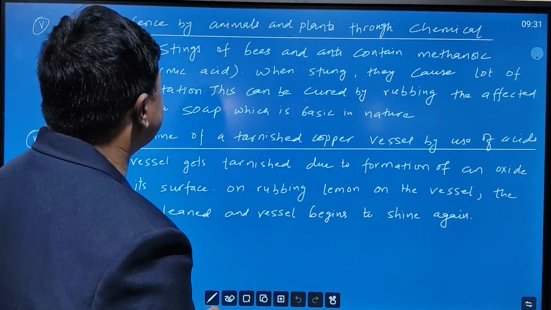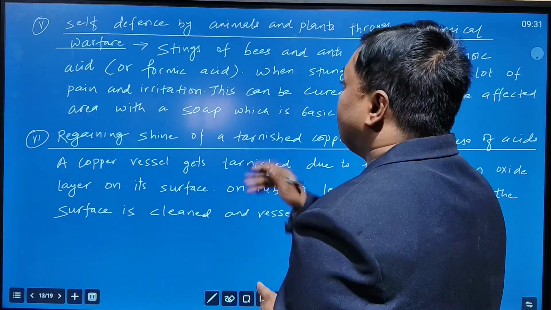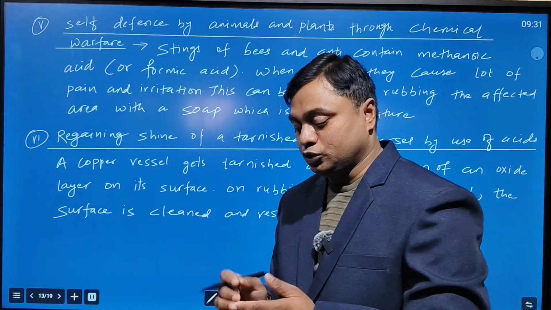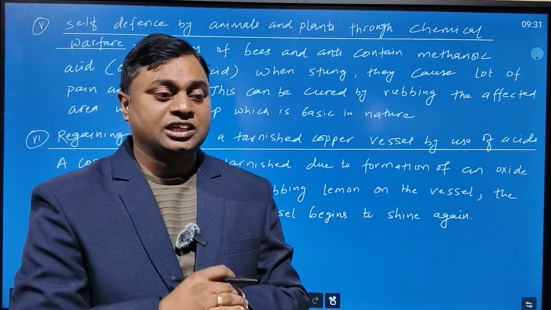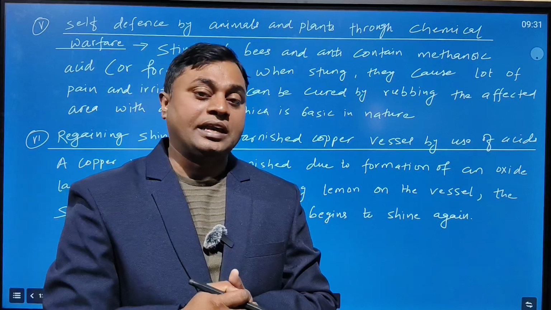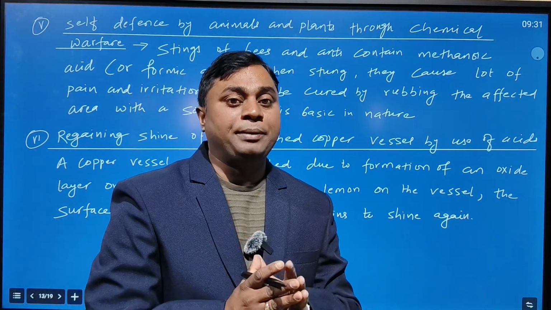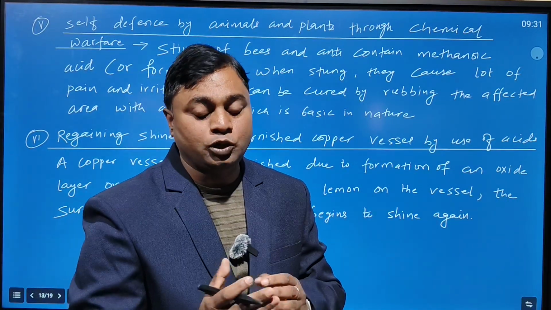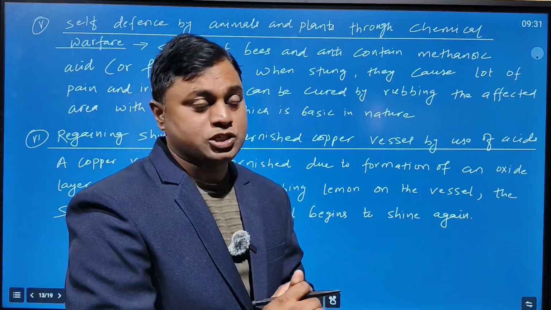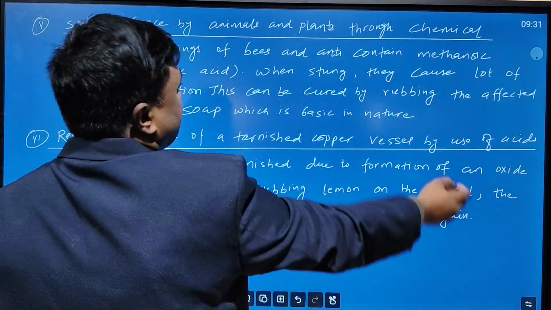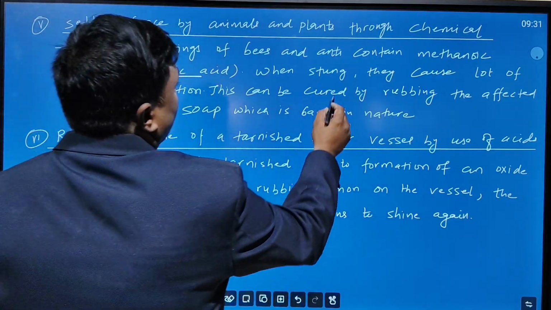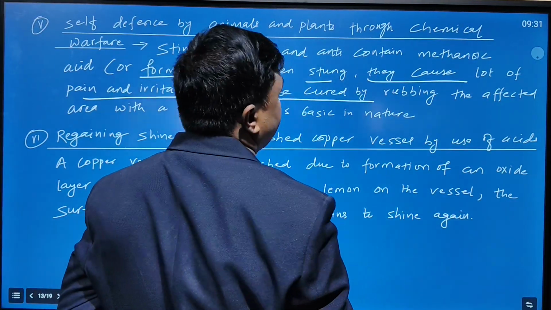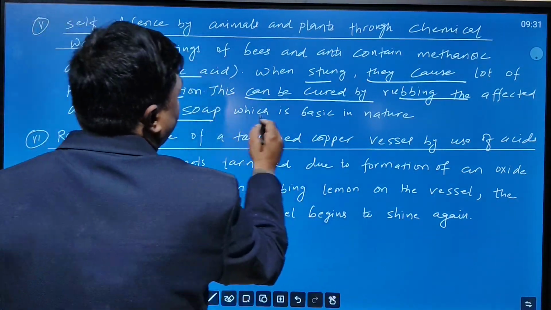Next, self-defense by animals and plants through chemicals. Yes, stings of bees and ants contain methanoic acid, also called formic acid. So when they bite, they secrete these acids. It causes irritation. Yes or no? Pain and irritation. So to prevent it, we have to use any base like a soap solution, which is basic in nature. If soap solution is not there, we can use baking soda. Yes or no? So you can see stings of bees and ants contain methanoic acid or formic acid. When stung, they cause a lot of pain and irritation. This can be cured by rubbing the affected area with soap, which is basic in nature.